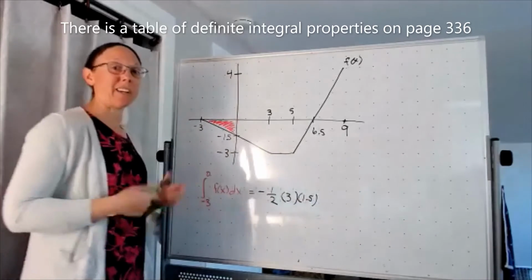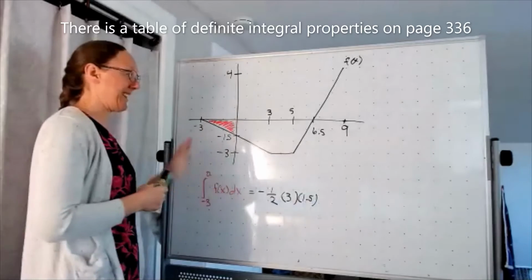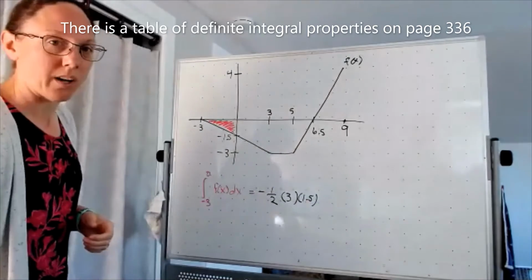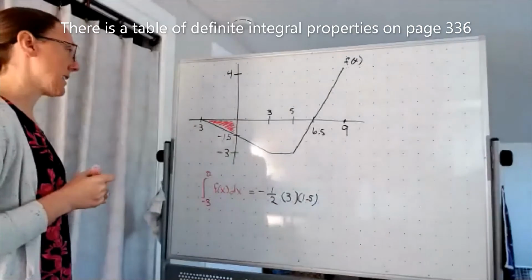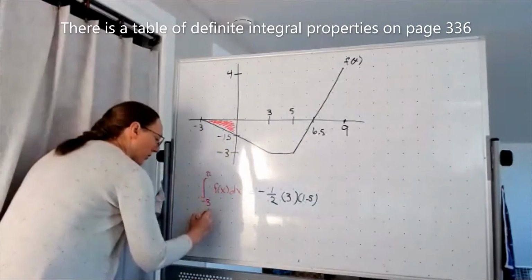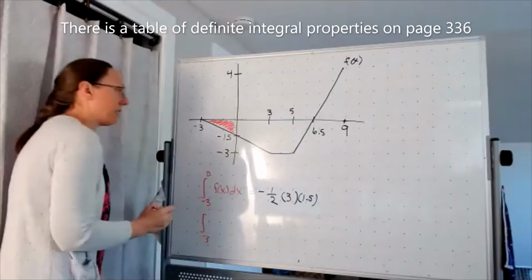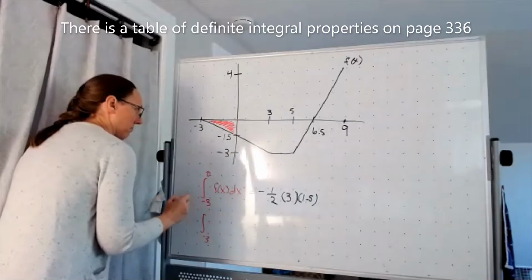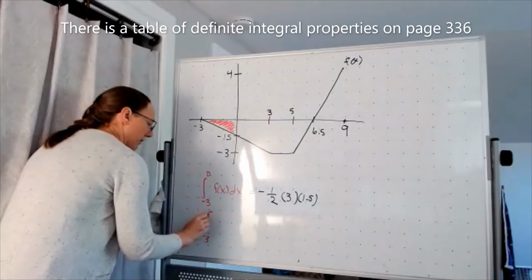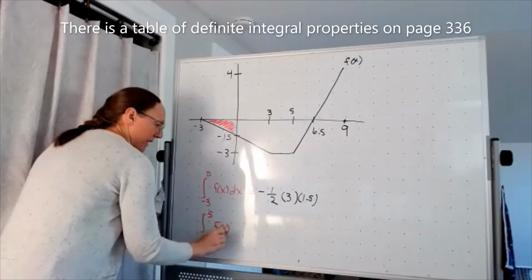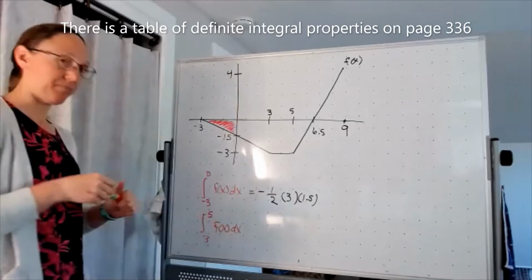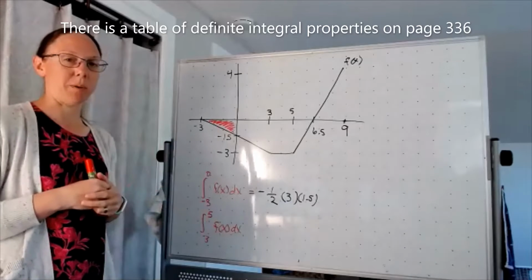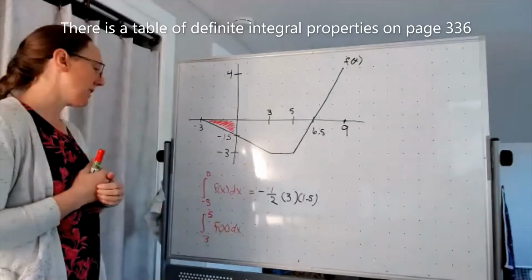So that's my interpretation for signed area for that integral. Now, suppose that I wanted to find the definite integral from -3 to 5 of f of x dx. I think that this might play into the question about formulas around definite integrals.